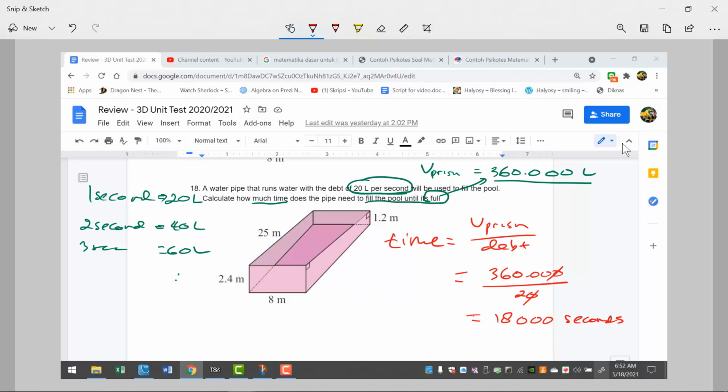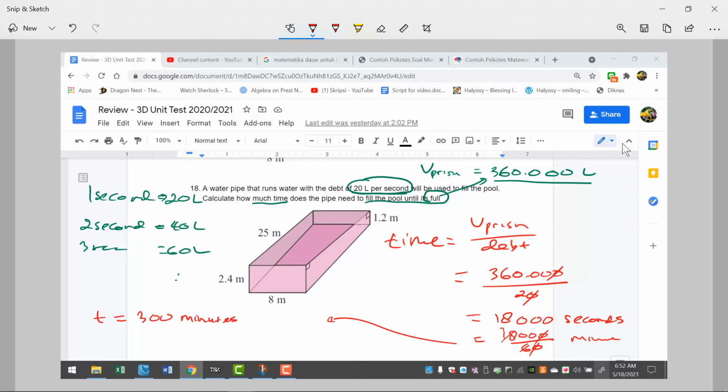Most of the time, guys, you need to convert this into minutes or hours, because we know that 1 minute is equal to 60 seconds. You can convert this into minutes, right? So you only need to divide that by 60. Cancel the 0. And 18 divided by 6 is 3, so it's going to be 300 minutes. Sorry guys, I'm running out of space. So it's 300 minutes.